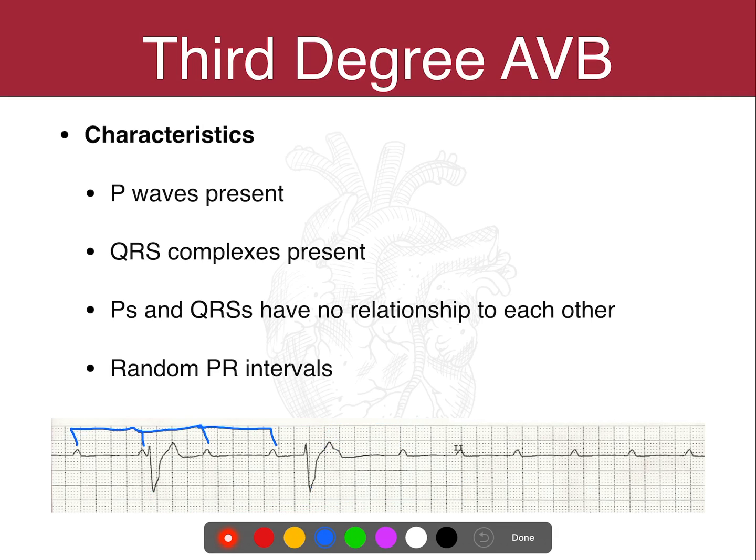Now, one way to look at this is that the PR intervals are going to be irregular or random. And that's because they don't have anything to do with each other. This is just simply random placement of the P waves and random placement of the QRS complexes. So you can see that these do not match up.